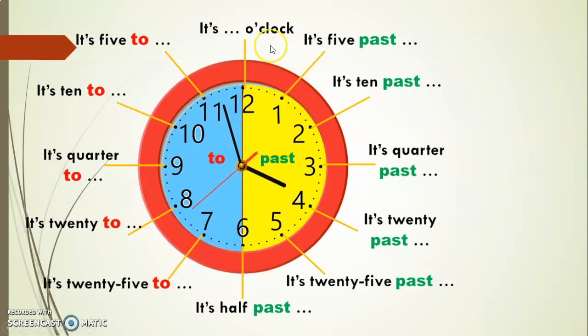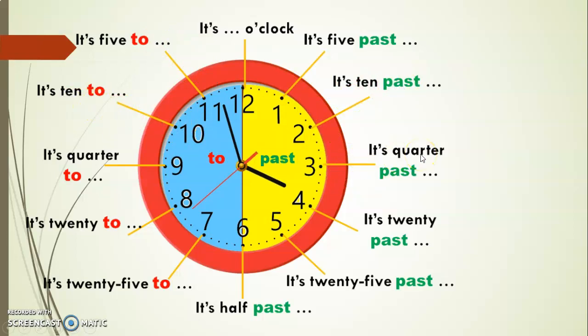Here I have 12. 12 is o'clock when my minute arm stands exactly on 12. And here on the opposite side is 6, which is half past, when my minutes arm is standing just on 6. Here they are the same. Here 1 is 5 past and 11 is 5 to. 2 is 10 past and 10 is 10 to.